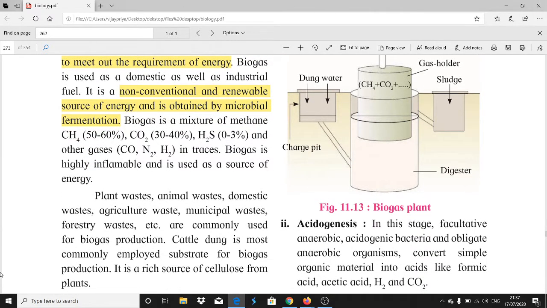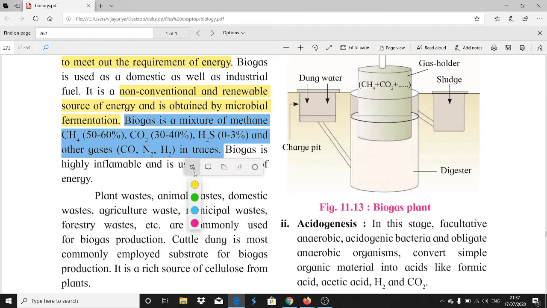Biogas is a mixture of a number of gases. These are very important, and you have to remember them. Biogas is a mixture of methane, carbon dioxide, H2S, and other gases in traces, in small amounts. Biogas is highly flammable and is used as a source of energy. This is a very important point.